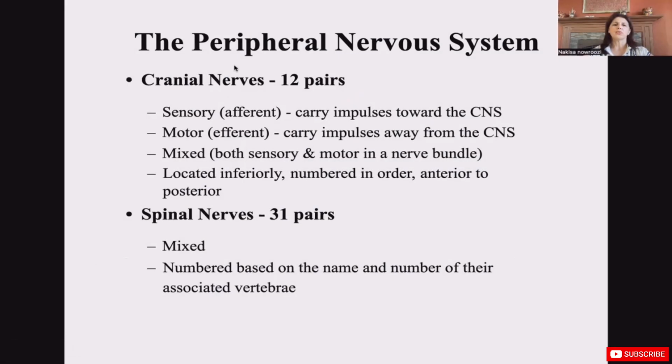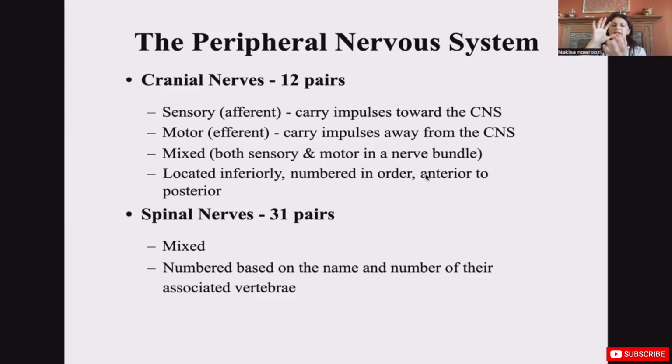Here, we're going to go to the peripheral nervous system. You have 12 pairs of cranial nerves. These are part of the peripheral nervous system, and 31 pairs of spinal nerves. Cranial nerves in function are either sensory or afferent. What does that mean? That means they carry impulses towards the central nervous system, or they're motor in function, or efferent, meaning they carry impulses away from the central nervous system, or they are mixed, basically both sensory and motor. They are in one nerve bundle.